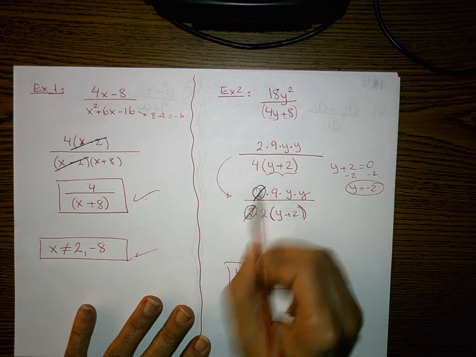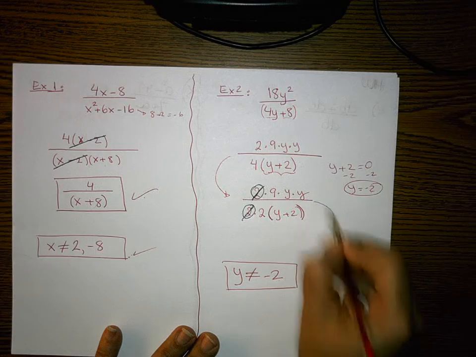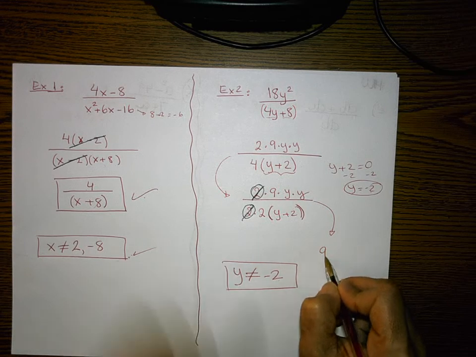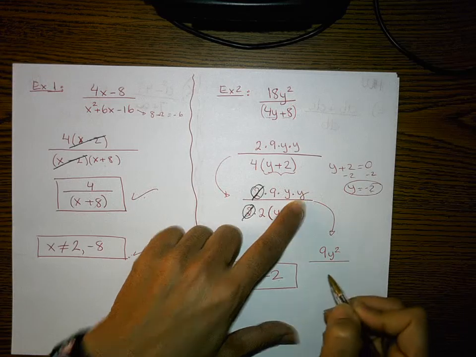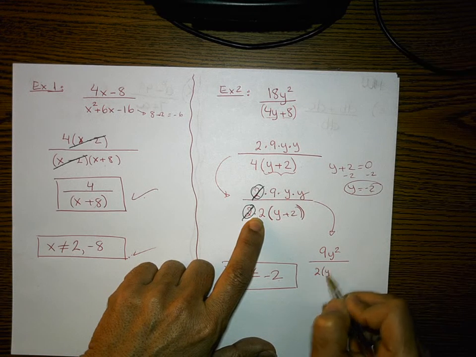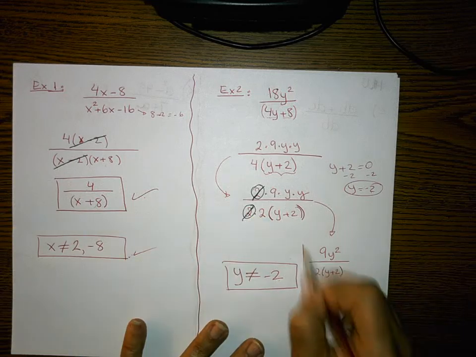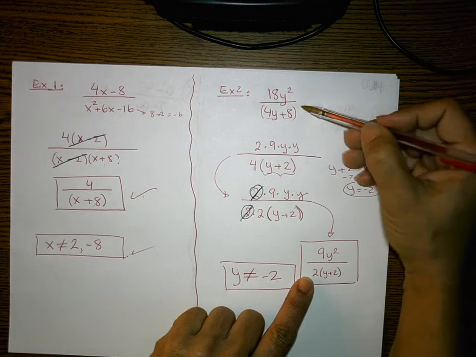Now that I'm done reducing, I can go ahead and group them together. This is going to become 9 times y, which is y squared, all over... You can leave it factored out, 2 times y plus 2. And that is my reduced rational expression from the original expression.